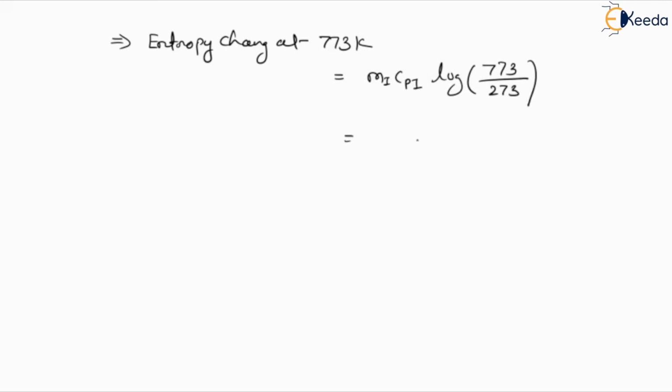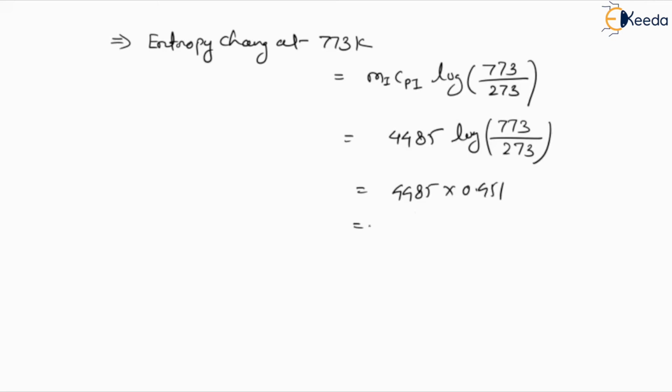Now the MI CPI value we have here is 4485. So we will put this value, 4485 log, and we have to define 773 divided by 273. So the final value we will get is 0.451. It will be 4485 into 0.451. So the final value will be 2022 joule per Kelvin. So this will be our entropy at 773 Kelvin.